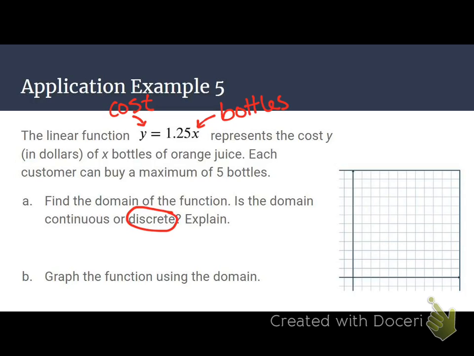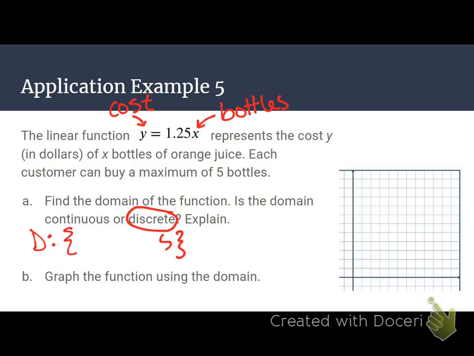Good. So this is similar to the museum problem, right? Is that what you're saying? So this one's similar where we can buy up to 5 bottles. On the last one, we could buy up to 4 tickets. So if we're talking about our domain, we're talking about how many bottles we could possibly buy. How many bottles could we possibly buy?